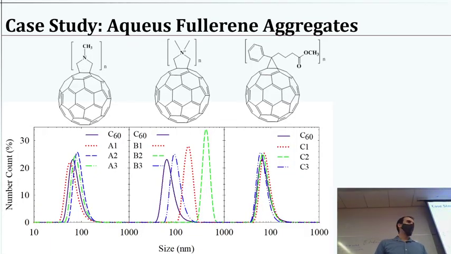When we looked at the size distributions, I'm going to talk about this more next time in terms of the sizes. The fullerenes with nothing were these solid lines. That's just repeated. And what we're looking at here is the number of particles at a given size. So the further right you go on any of these graphs, those are larger particles. Some of them are maybe 200 nanometers, but most of the particles are 100 or less in this case with no charge. Something interesting happened when we added the positive charge here.